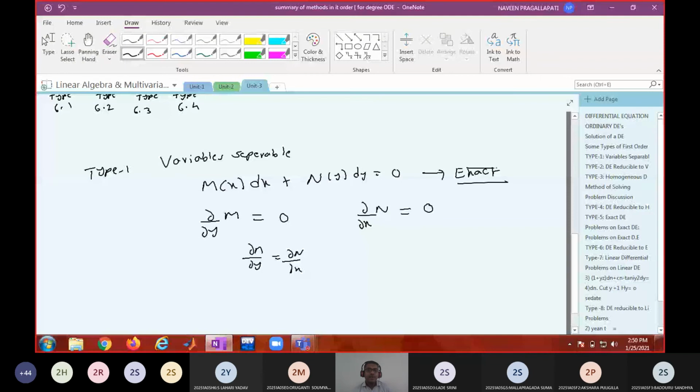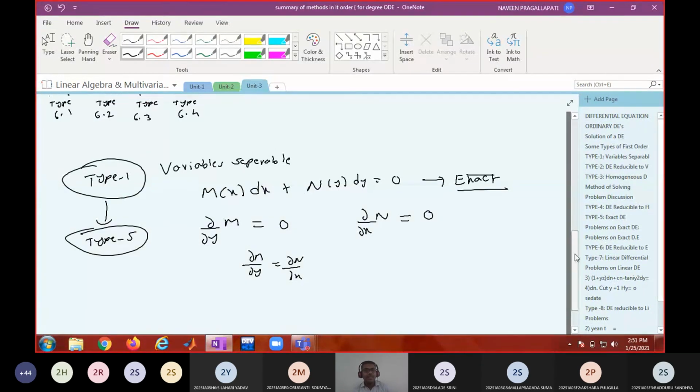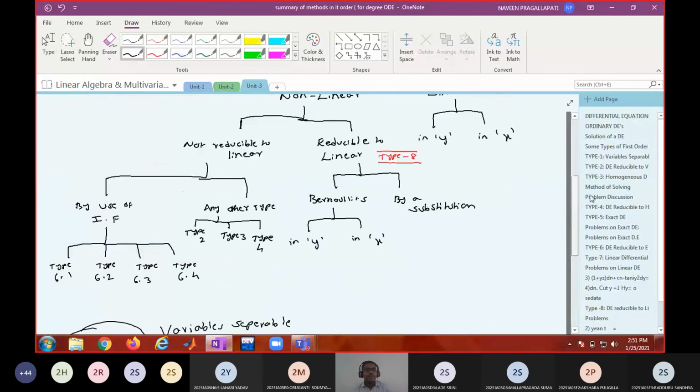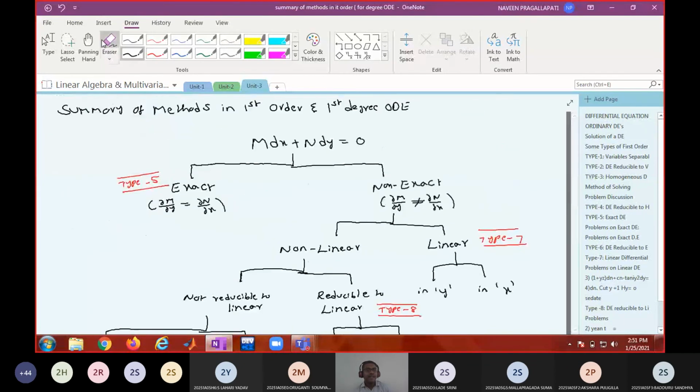Therefore, type 1 is actually a special case of type 5. Every variable separable equation is actually an exact differential equation. Do you understand? So type 1 is also covered under type 5. Is this giving an overall picture of the discussion? Okay.